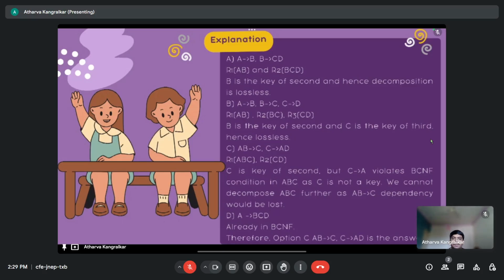Option C: AB to C, C to AD. So R1(ABC), R2(CD). C is the key of the second, but C to A violates the BCNF condition in ABC as C is not a key. We cannot decompose ABC further as the AB to C dependency would be lost. Option D: A to BCD is already in BCNF. Therefore, option C is the correct answer.